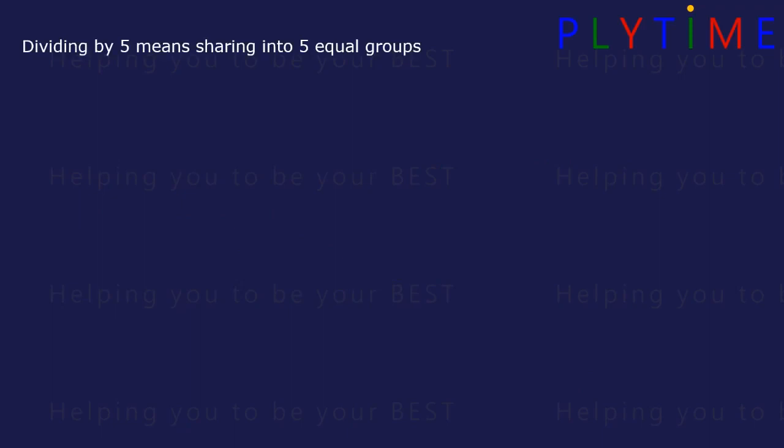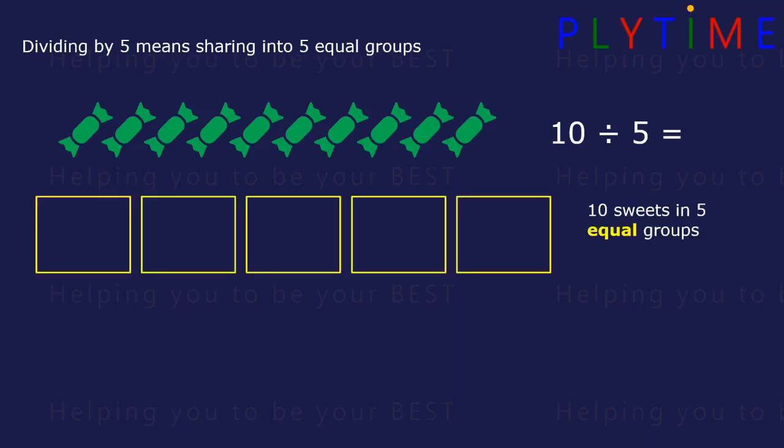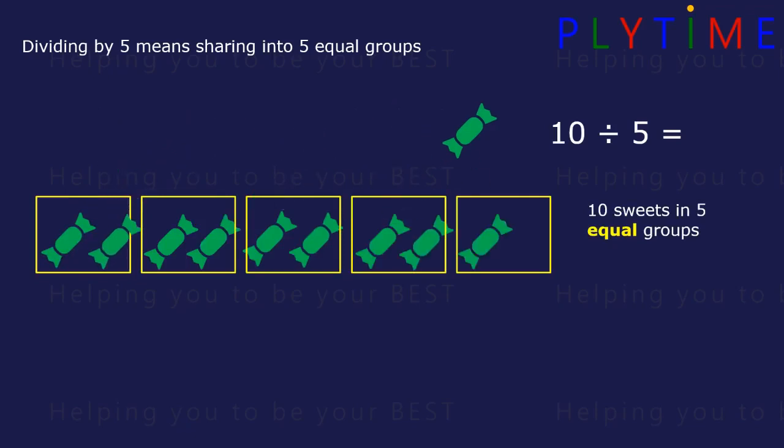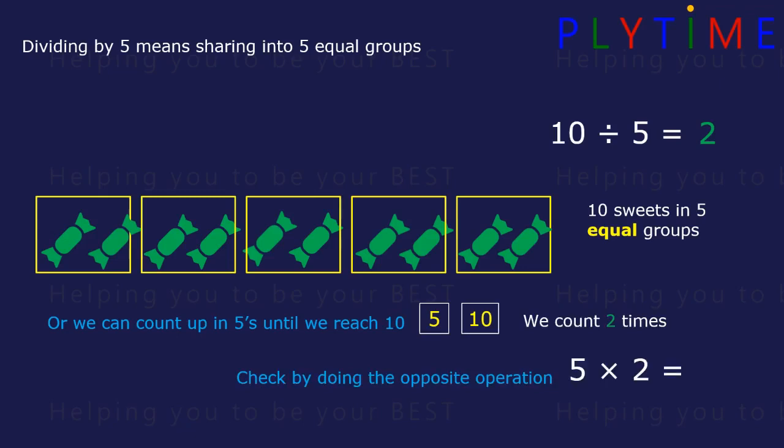Dividing by 5 means sharing into 5 equal groups. What's 10 divided by 5? We have 10 sweets in 5 equal groups. Let's put them into the boxes. There are 2 in each box. We could count in 5s until we reach 10. 5, 10. We count 2 times. So 10 divided by 5 is 2, and we can check by doing the opposite. 5 times 2 equals 10. So that's right.